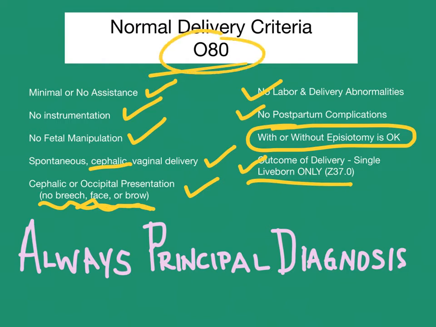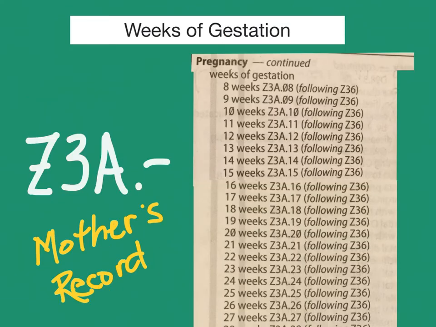This 080 code is always a principal diagnosis. It's always listed first. This code is explained at length in the handbook, so please spend a little more time with it this week and do that reading.